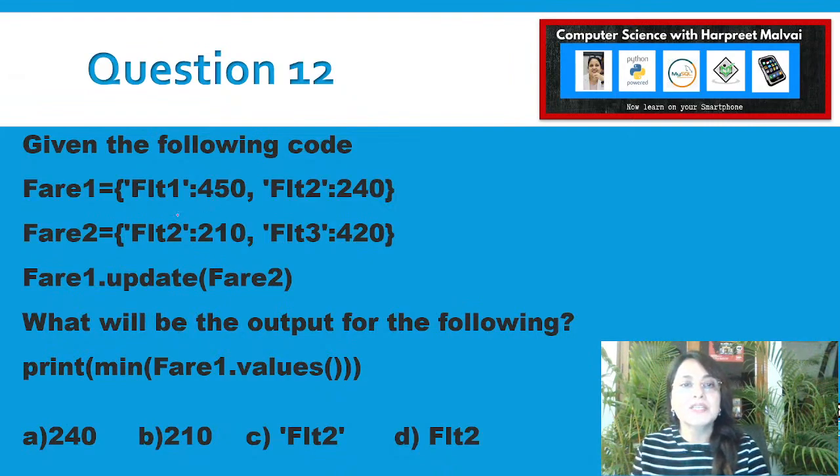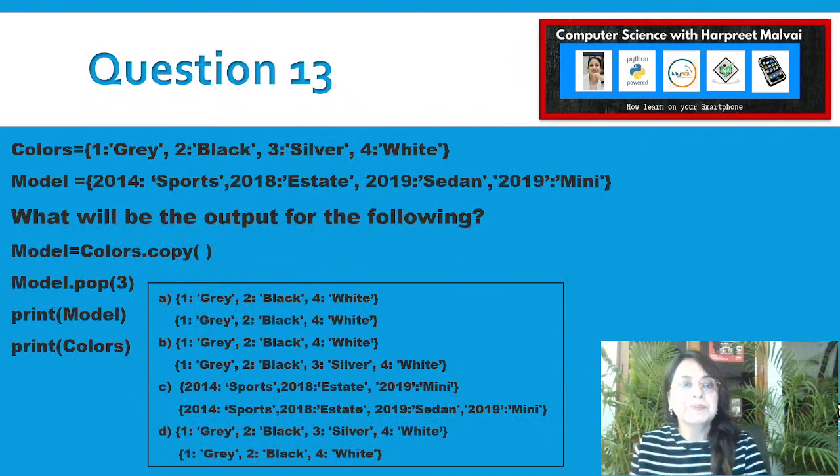That's because this will get updated with this one. So the new value of flight 2 will be 210. So if there is an overlapping value, it gets replaced, and that's why the minimum now becomes 210. I think everybody got this one. So good for everybody. Okay, one last question from dictionaries again.